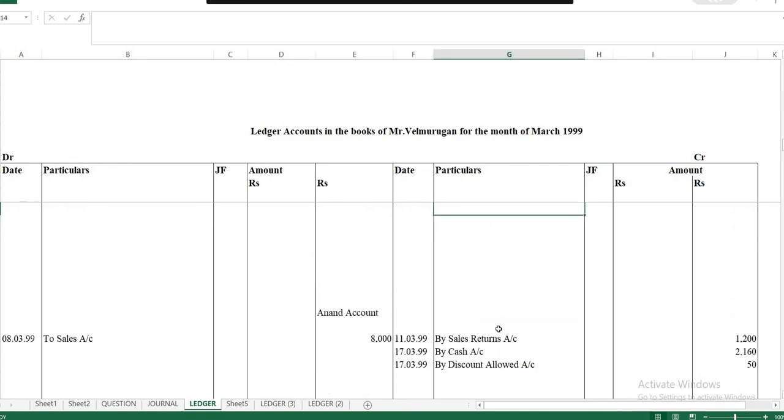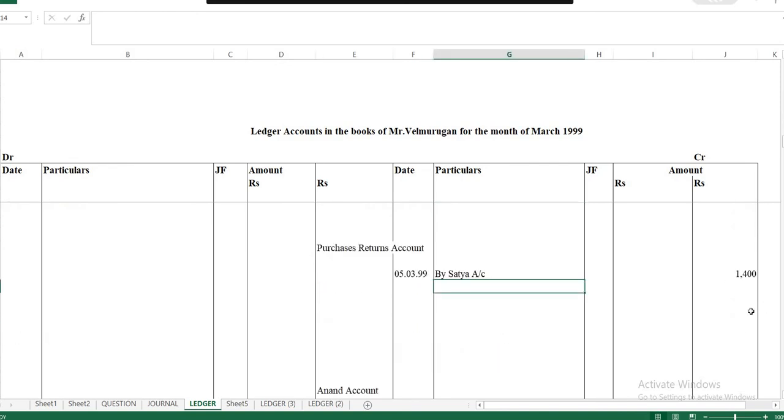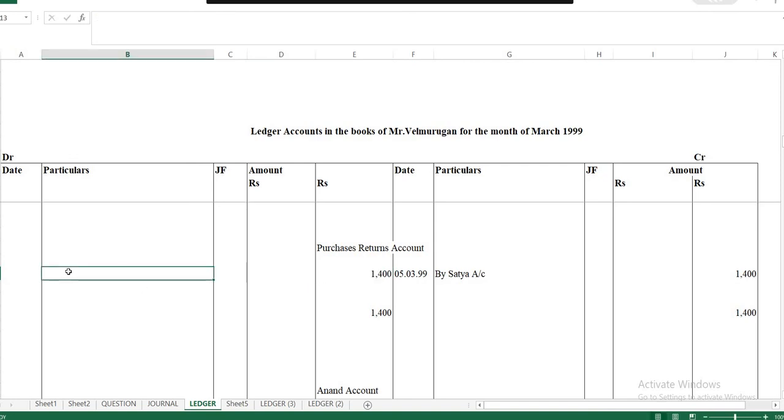Again, if you look at the purchases returns account, don't forget to close any of the accounts. You have to close all the accounts. Purchases returns account again has 1400 on this side, nothing on the other side. So 1400 should be given commonly to both sides. So this side also 1400, just give it up, and here I have to put 1400. This amount I will show as to balance carry down.